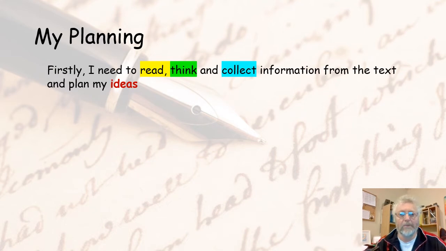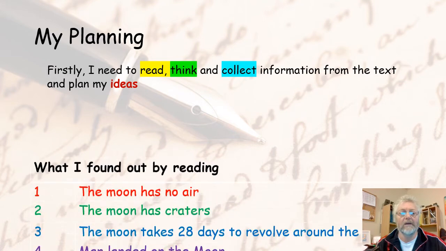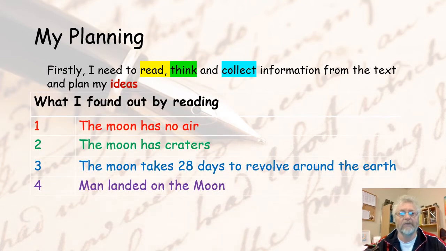So this is my planning. I needed to read, think, and collect the information. And this is what I came up with. These 4 ideas. My first idea that I found was that the moon has no air. The second one, that it has craters. The third one, that it takes about 28 days to revolve around the Earth. And the last one is that man landed on the moon. I had lots of other ideas and I found out lots of other information, but I chose not to use those.